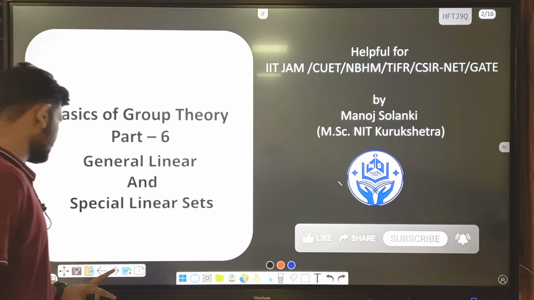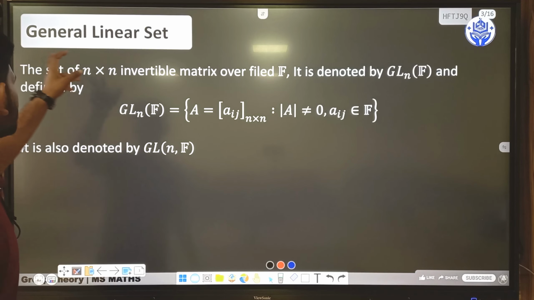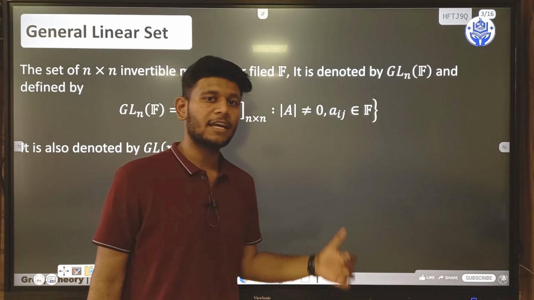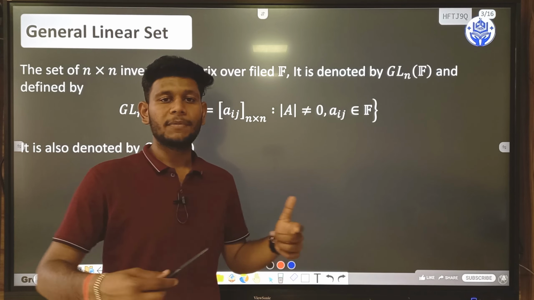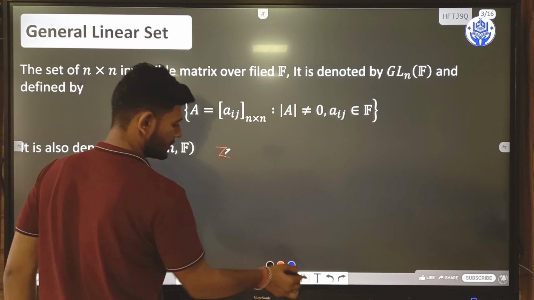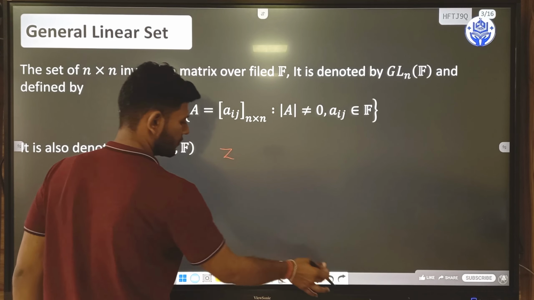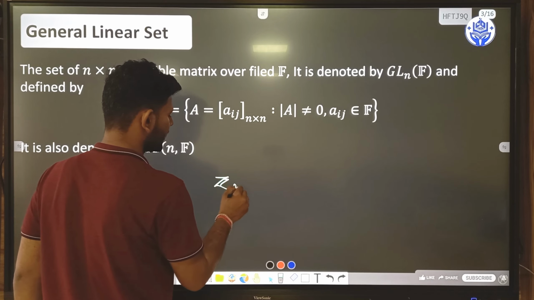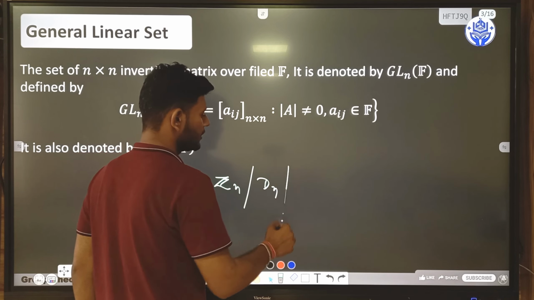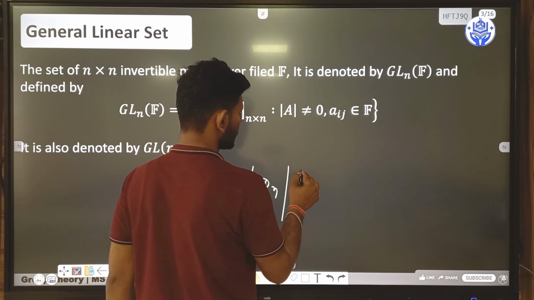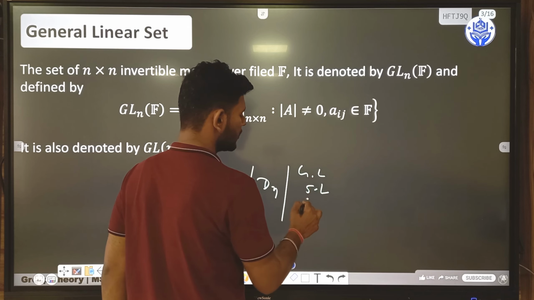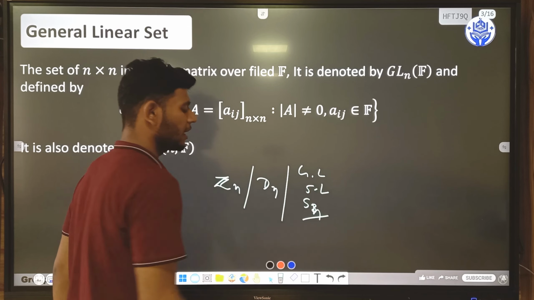So first of all, I'll start with the general linear set. In this series of defining the sets, this is my 6th part. Previously we have seen what the Zn set is, and then the dihedral set. In this video we'll see what the general linear group and then the special linear group are. Then I will explain what S3 or the Sn set is.